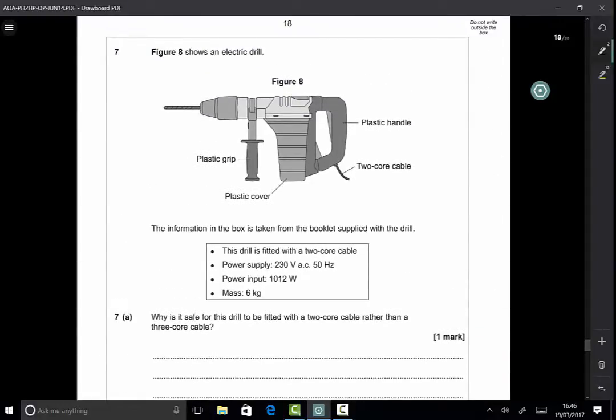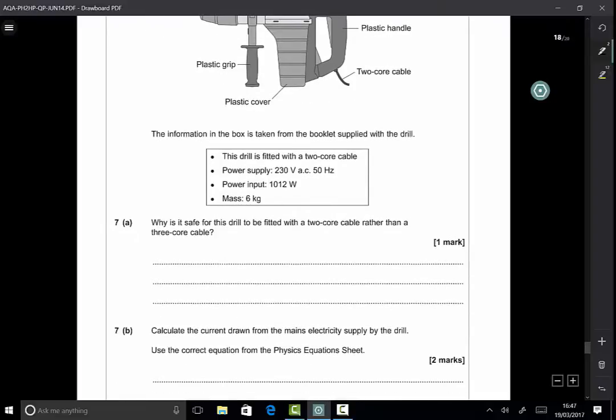Okay, we've got an electric drill. Lots of information here: plastic grips, plastic handles, plastic covers, 2-core cable. And we've got some information about the power supply, power input and mass. Why is it safe for the drill to be fitted with a 2-core cable rather than a 3-core cable? Plastic grip, plastic cover, plastic handle. That's all insulators. It is what we call double insulated. That's all you need to say.